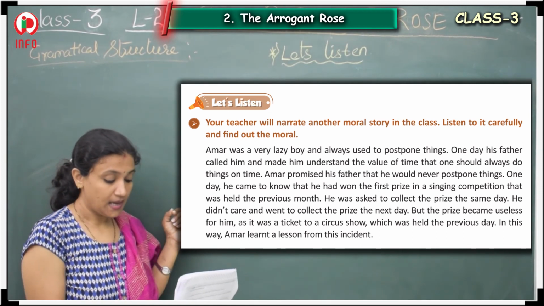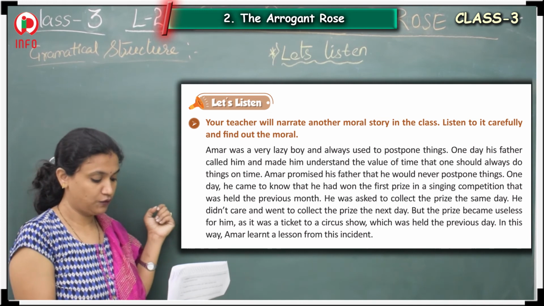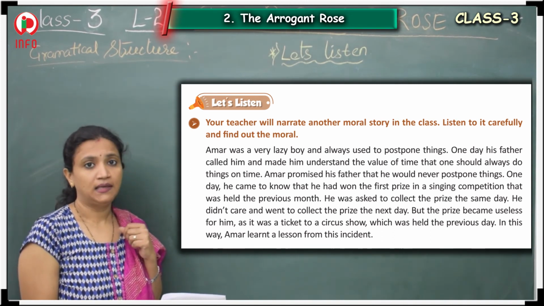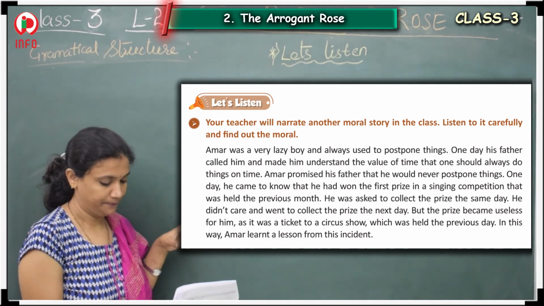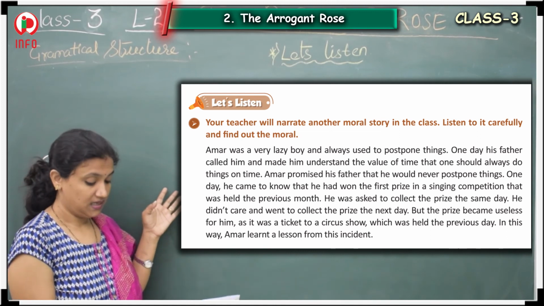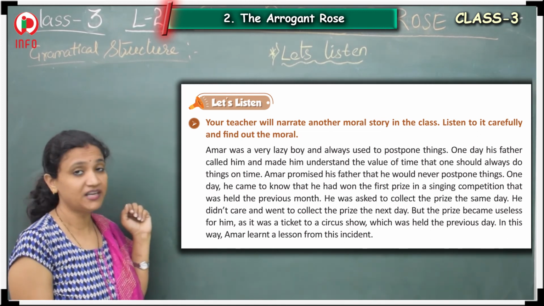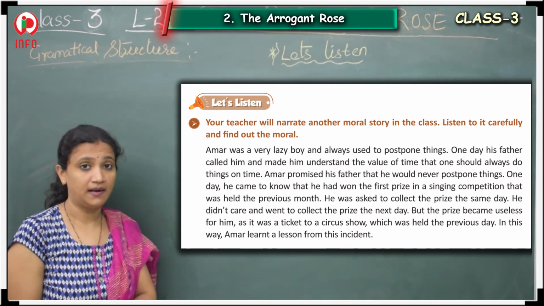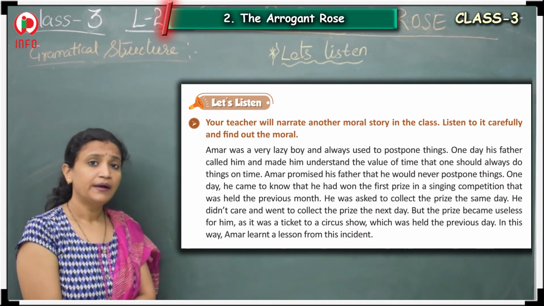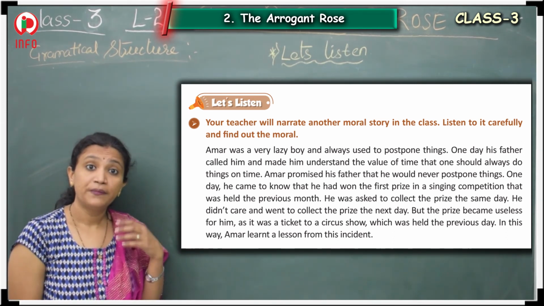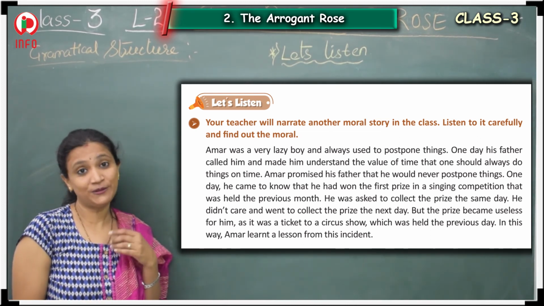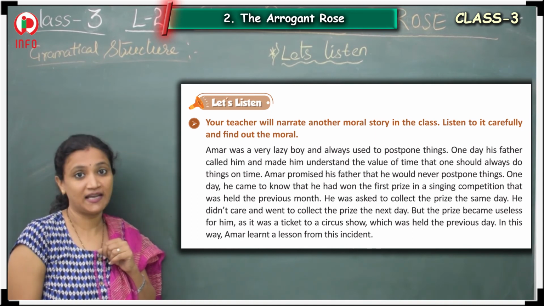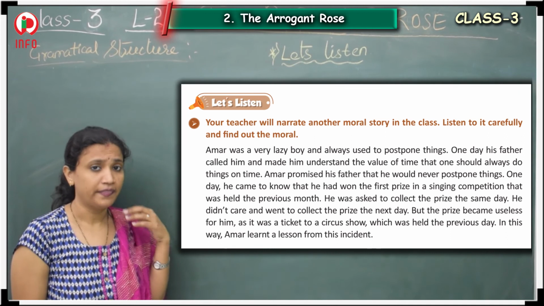Okay. Now what happens? Amar promised his father that he would never postpone things. After listening to the father, he said, okay Daddy, I will never postpone anything. Whatever you say, I will do it at the same time. One day he came to know that he had won the first prize in a singing competition that was held in the previous month. Amar had taken part in the school singing competition and one day he came to know that he had won a prize. Everyone loves a prize, right? Whenever you take part in school functions and all, you will be eager to wait for the prizes, right? So Amar also got such a prize and he came to know on the other day.